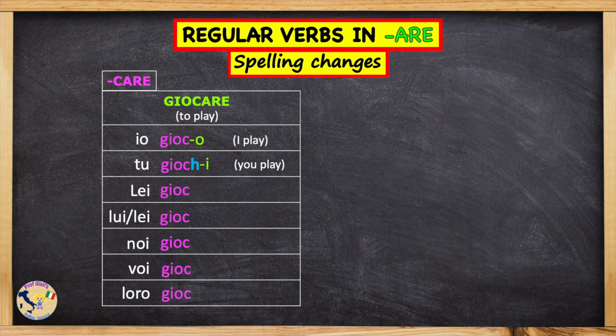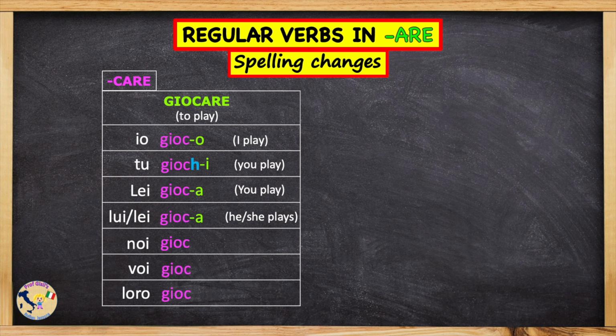This way we get tu giochi. If you are unsure about how Italian letter sounds work, check out my lessons on the Italian alphabet, where you'll find detailed explanations. Moving on to second formal person lei, by adding the ending a, we get lei gioca. We do the same thing for the third person singular, and we get lui gioca and lei gioca.